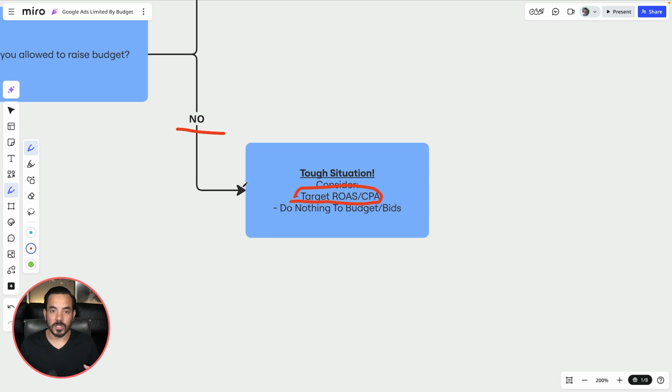Once you're on target ROAS or CPA, you can follow the previous flow I went through that shows you the target strategies. Because you're not allowed to raise budgets, you will end up increasing your target ROAS or CPA over time to make the system decrease its cost per click bids, so it can get more clicks and conversions for the same spend.